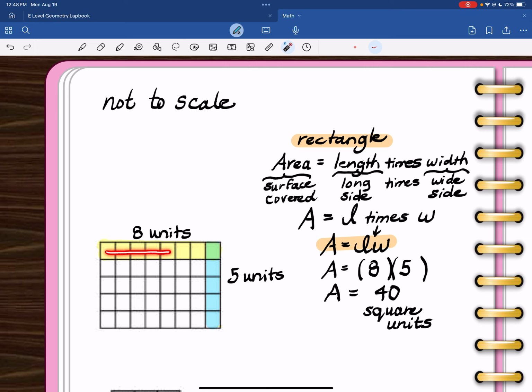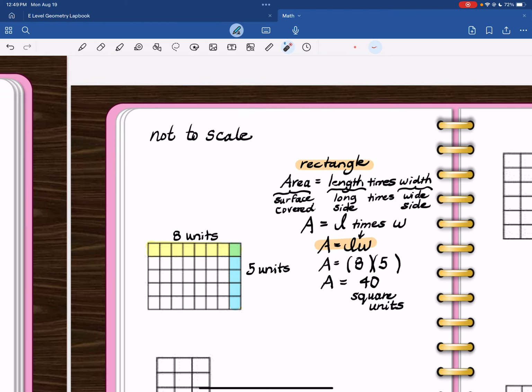1, 2, 3, 4, 5, 6, 7, 8, 9, 10, 11, 12, 13, 14, 15, 16, 17, 18, 19, 20, 21, 22, 23, 24, 25, 26, 27, 28, 29, 30, 31, 32, 33, 34, 35, 36, 37, 38, 39, 40. 40 square units. So the formula cuts out all of this stuff and takes you directly to the answer.